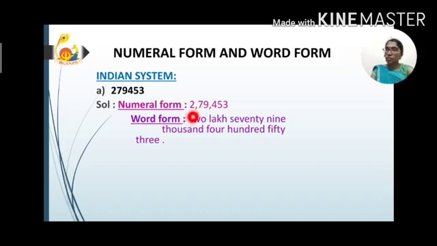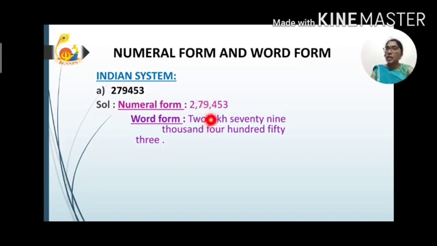Now here, 2 is in which period? Lakhs period, not place. You should not see the place here. 2 is in lakhs period, so 2 lakh. Now this number you have to read as it is. You should not read it as 7, 10,000 or 9,000. You should read the number as it is, followed by the name of the period.